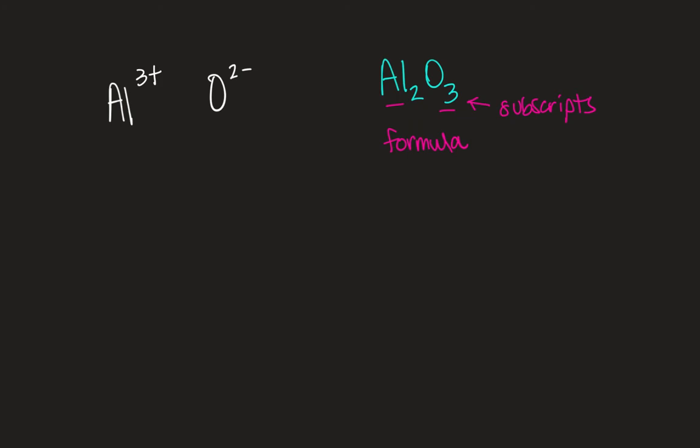Now let's look over on the right side. Okay, these are the actual ions that make up the ionic compound. Notice that the ionic compound itself has no charge. And that's because it's a neutral charge, right? The charges have canceled to make this an overall no charge compound.